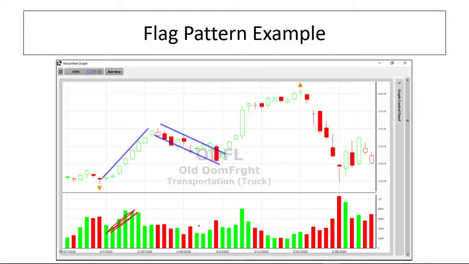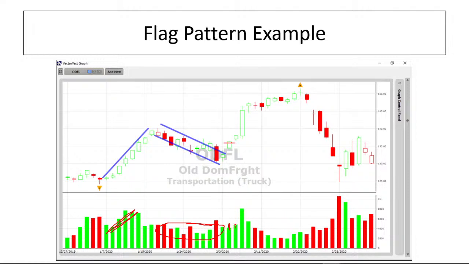Okay, that period of consolidation, just overall, pretty low volume. And here is where you get your breakout. Nice breakout, decent volume that day.